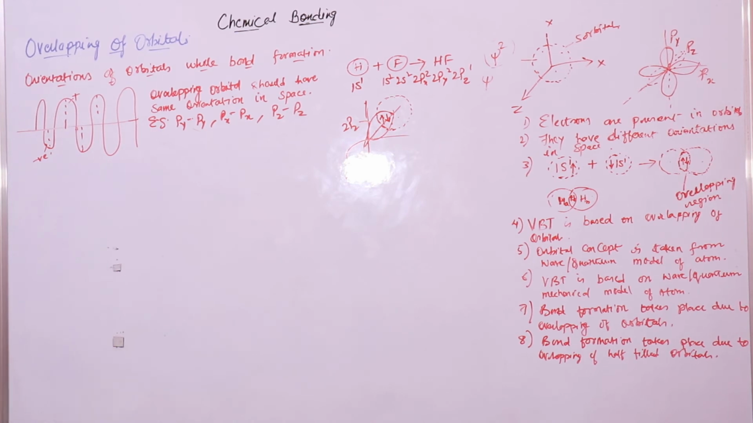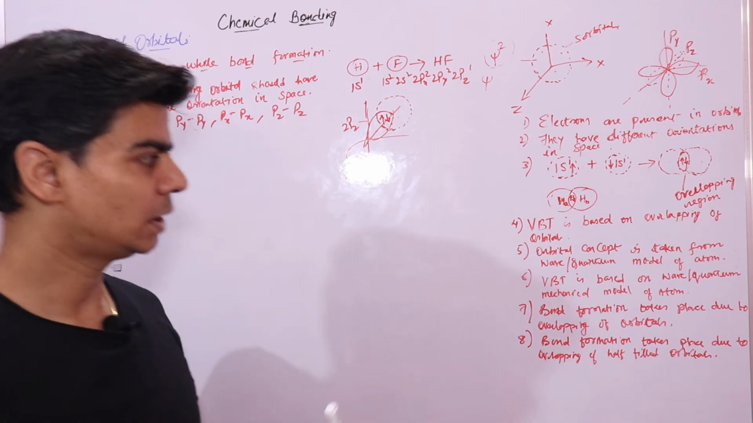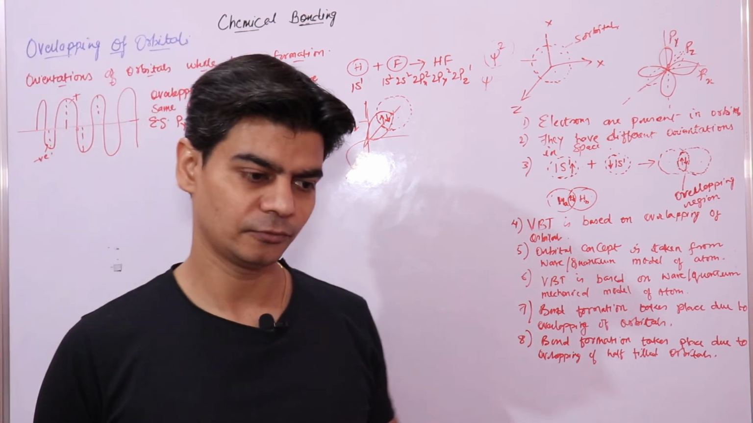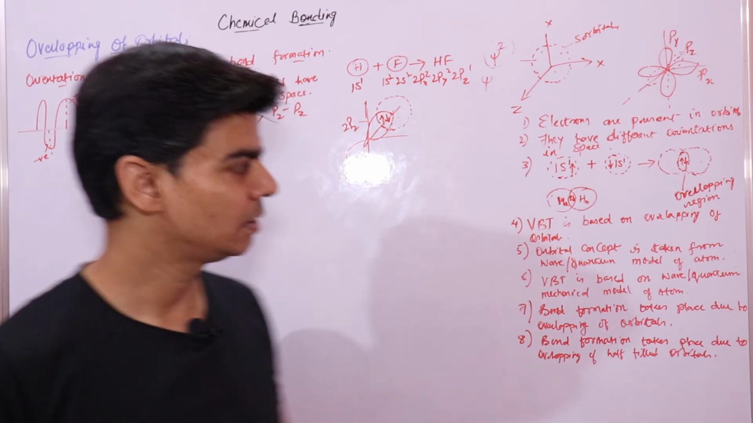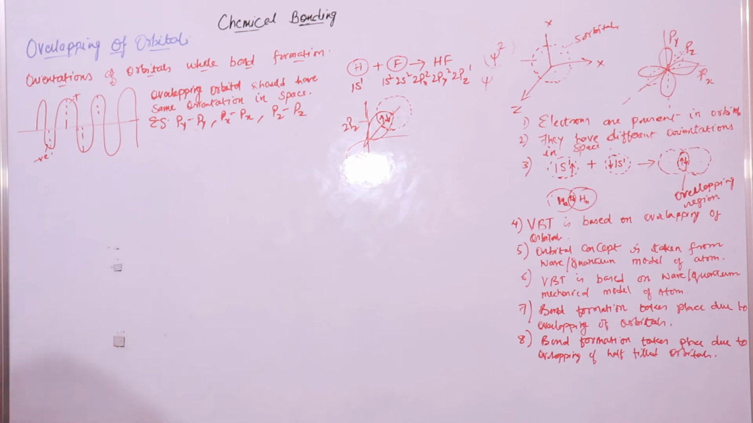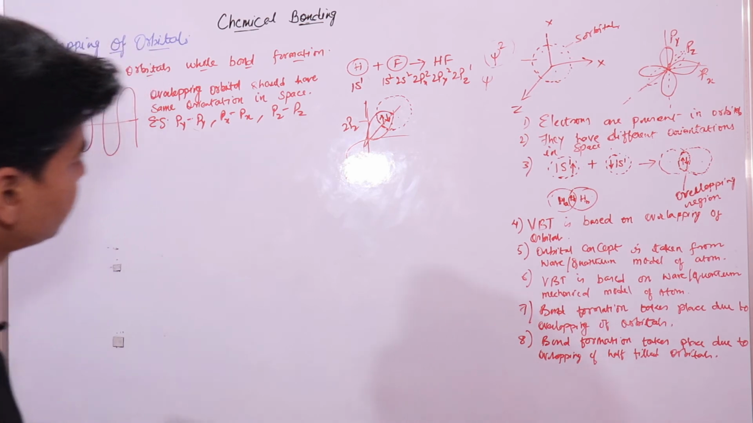So this is what it tells us. Just understand this so that it is easy to understand your future lectures, where we will be doing hybridization and molecular orbital theory in detail. So this concept of overlapping of orbitals should be clear. Now let's look a little more into it.